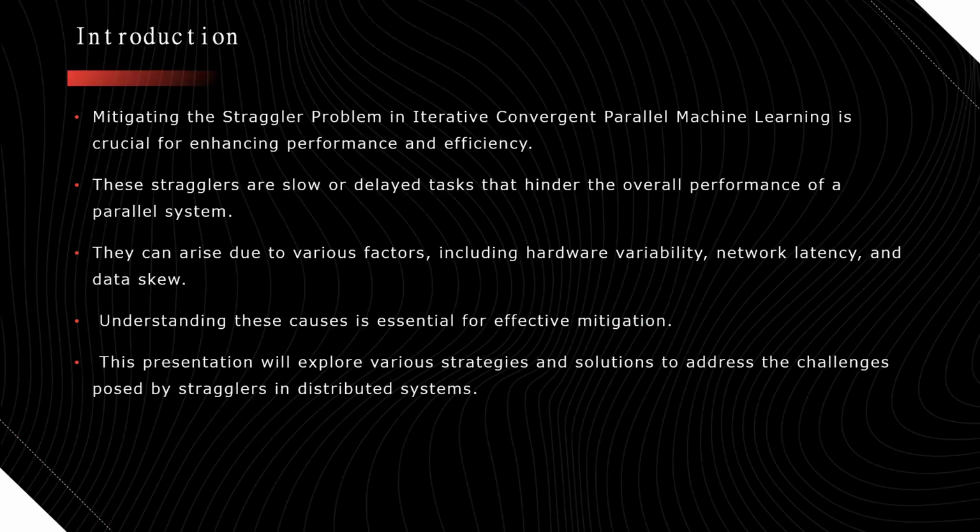The introduction to the Straggler problem: Stragglers are slow nodes in a distributed computing environment that delay overall task completion. The impact on machine learning is that it slows down convergence in iterative algorithms, reduces resource efficiency, and increases runtime. Understanding and mitigating straggler issues is crucial for optimizing performance in parallel machine learning tasks. They can arise due to various factors, including hardware variability, network latency, and data skew.